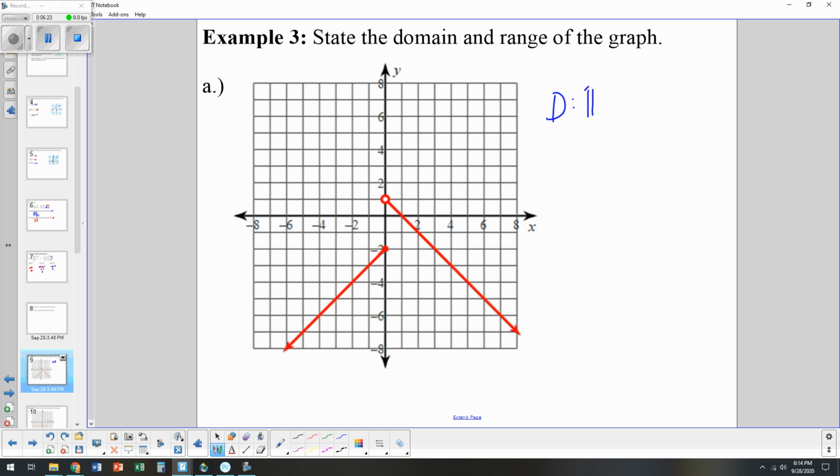We write that with a fancy R, an R with 2 lines. You can write all real numbers. And some people have written it as A-R-N, all real numbers. So any of these 3 is fine.